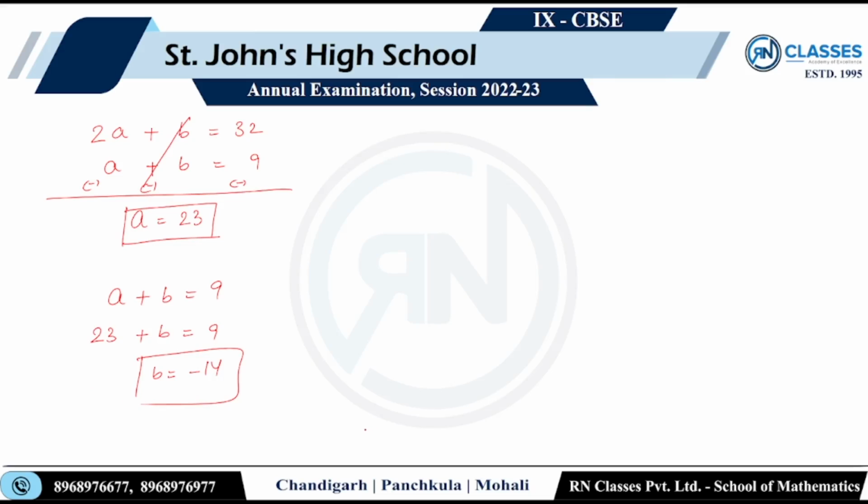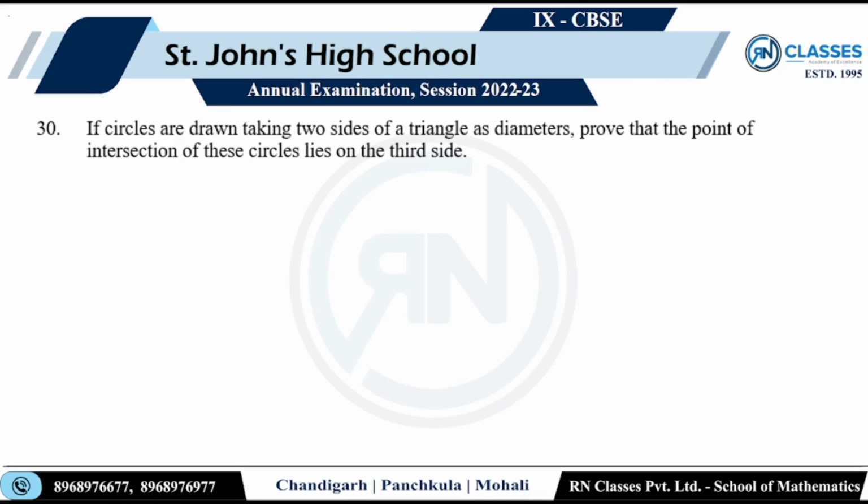That's it. Next one. Question number 30. If circles are drawn taking two sides of the triangle as diameter, prove that the point of intersection of these circles lies on the third side.